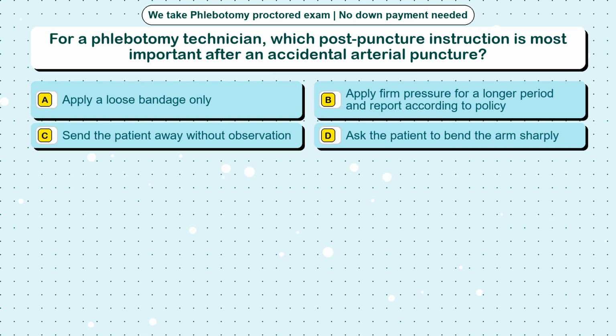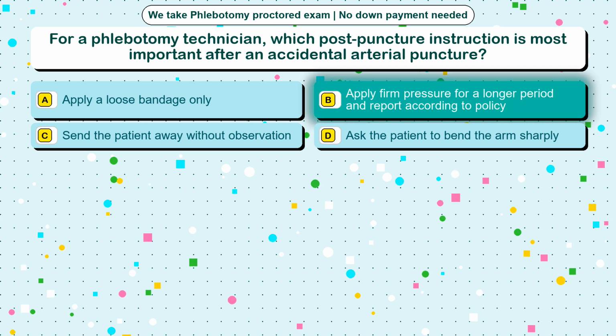Question 99. For a phlebotomy technician, which post-puncture instruction is most important after an accidental arterial puncture? Option A, apply a loose bandage only. Option B, apply firm pressure for a longer period and report according to policy. Option C, send the patient away without observation. Option D, ask the patient to bend the arm sharply.